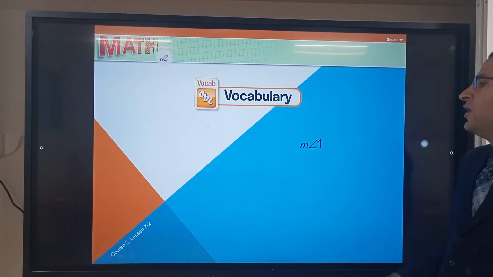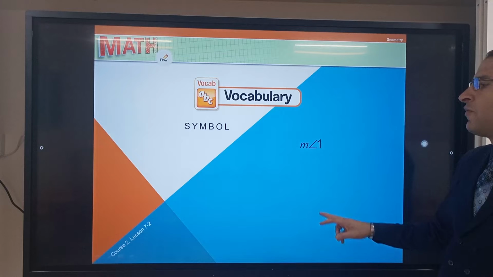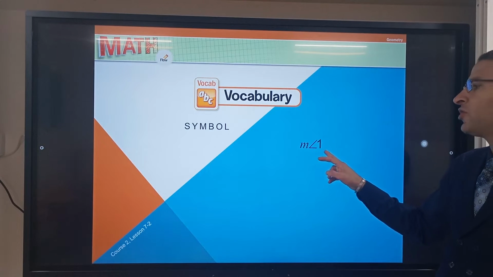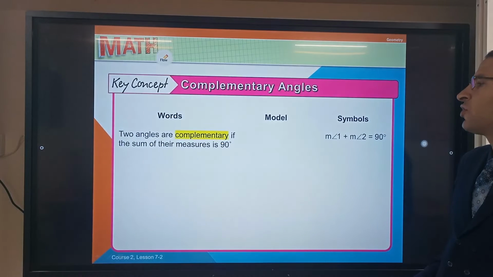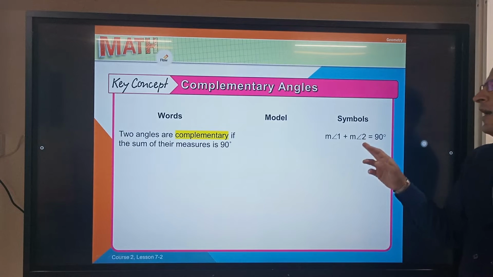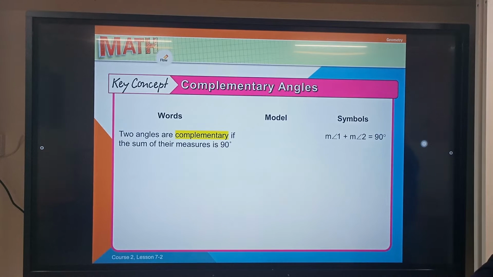Okay. We need now to talk about the symbol of the angle. We can write measure of angle this way. This is the symbol, and this is the measure of the angle this way. If I have a complementary angle, what does it mean?